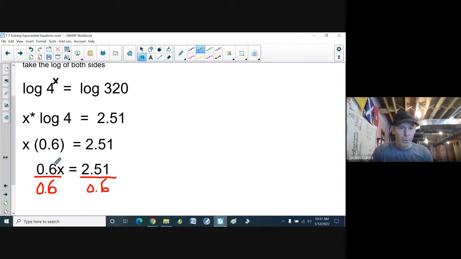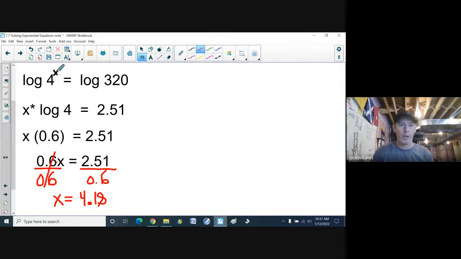And so those 0.6's divide each other out, and my x value is equal to, let me see here, 2.51 divided by 0.6. The answer is 4.18. And there we go. So we solved this exponential equation. We figured out what the exponent was. All right, let's try a couple more of those.